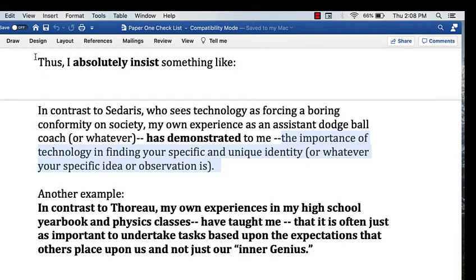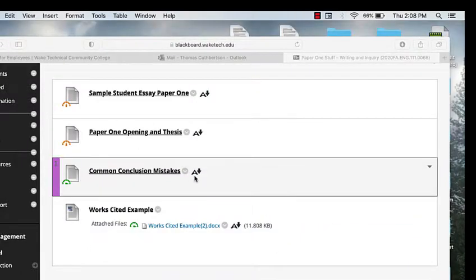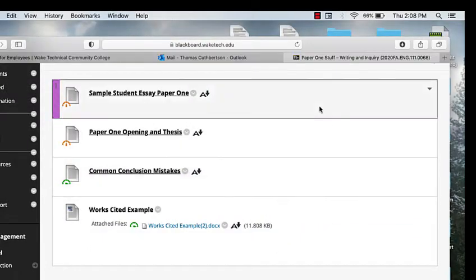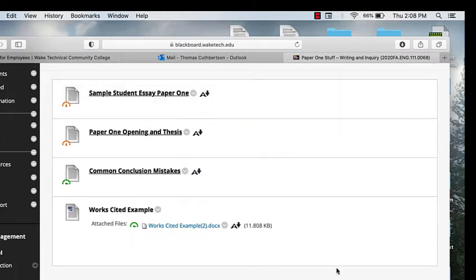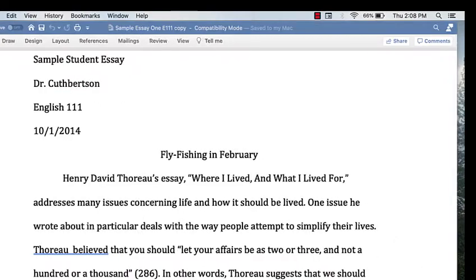One of the other things that's up on the page here in the Paper 1 stuff is this student sample essay for Paper 1. And if you haven't read it, it's about fly fishing in February. And it's based off of an essay by Henry David Thoreau. But the important thing here is the way this introduction works. So we'll just read it real quickly.